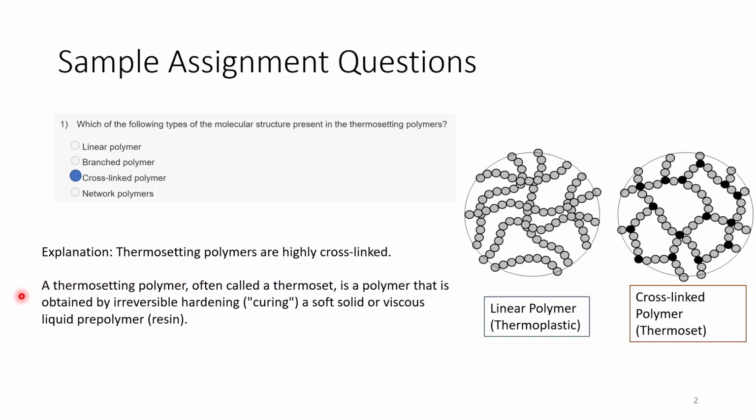So as written in the explanation, thermosetting polymers are highly cross-linked, and they are often called thermosets. They are polymers obtained by irreversible hardening, known as curing, of a soft solid or viscous liquid pre-polymer known as resin.